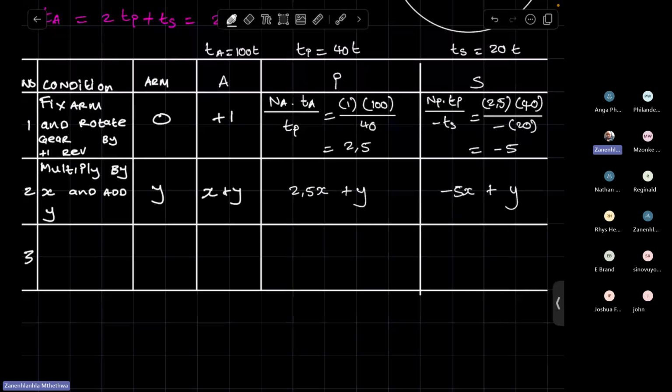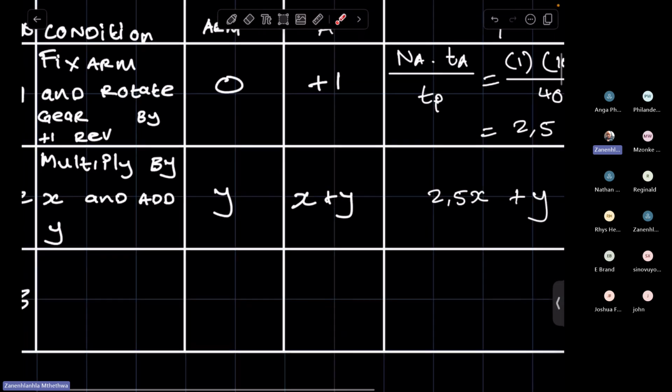Are we clear here? Can you just repeat it for me once more, please? Yes, sir. So what I said was, once the first condition is complete, your second condition is you must multiply the first condition by x. When you say multiply by x, it means multiply the first condition by x, and add y.